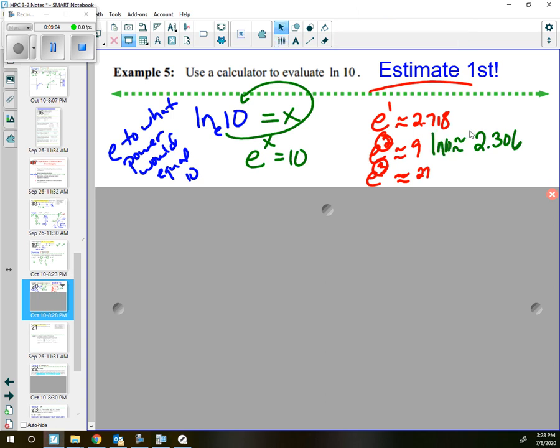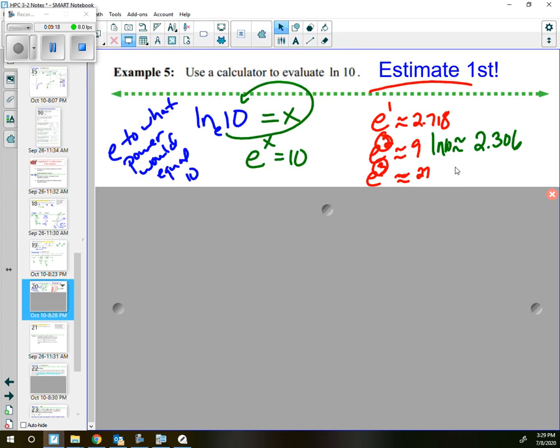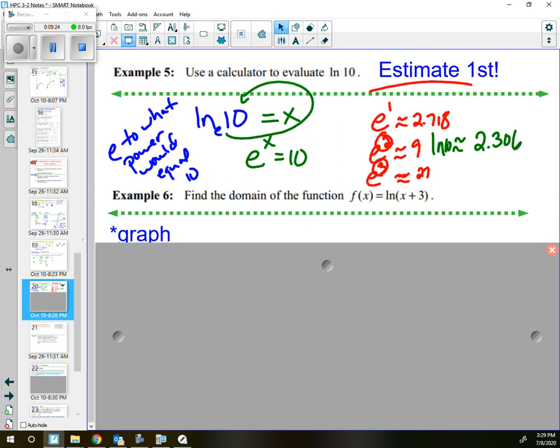So e to the what power gives me 10? It's about 2.3. How would you check your answer? Well, you can go back and do e to the that and check the answer. I'm going to use the whole answer, not the rounded one, and you're going to get back to your 10. So you can double check and make sure that works out. So we can still estimate. It's a little bit trickier. We have to kind of round. Always think that e is 2.718, and that's helpful to be able to do that.